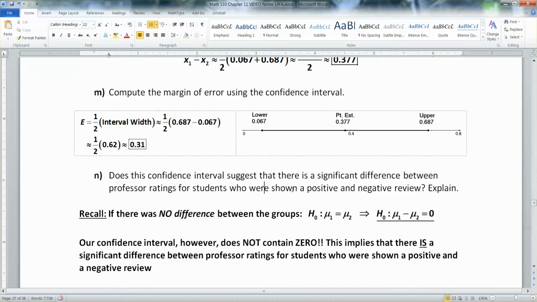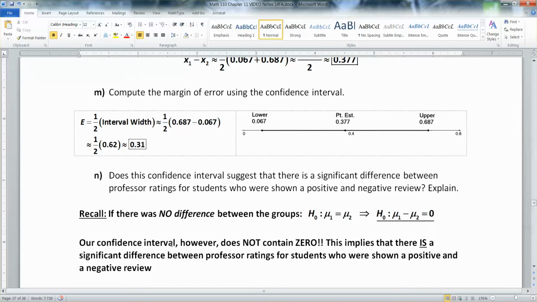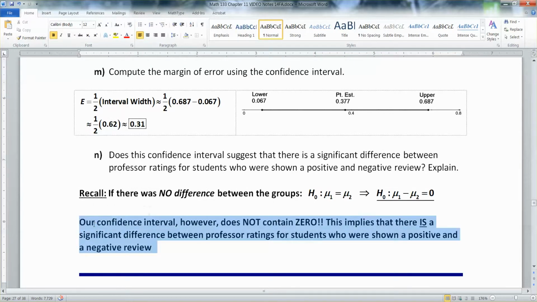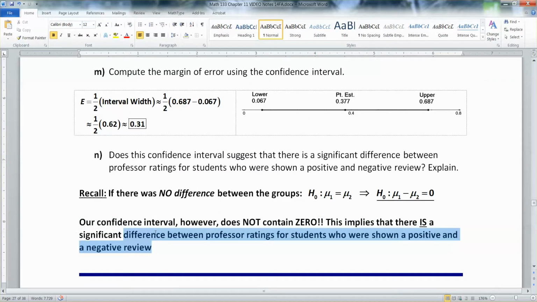All right, now does this interval suggest that there is a significant difference between professor ratings for students who were shown a positive review and a negative review? Well, remember, all through chapter 11, if there's no difference, that means you're sticking with your null hypothesis. Your null hypothesis is that group 1 and group 2 are the same, which means if you subtract group 1 minus group 2, the mean for 1 minus the mean for 2, you should get about 0. Maybe not exactly 0, but they should be close to 0. Our confidence interval, however, does not contain 0. Our lower hand edge is still above the 0 mark. That implies that there is a significant difference between professor ratings for students who are shown a positive and negative review, because 0 is not in the interval.